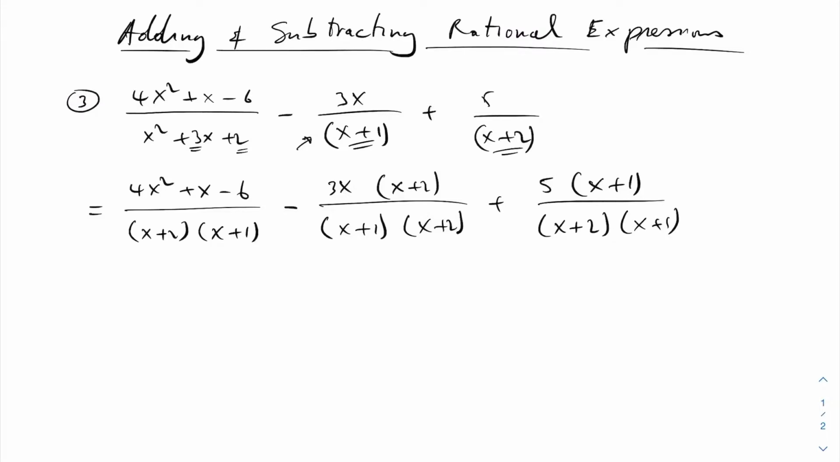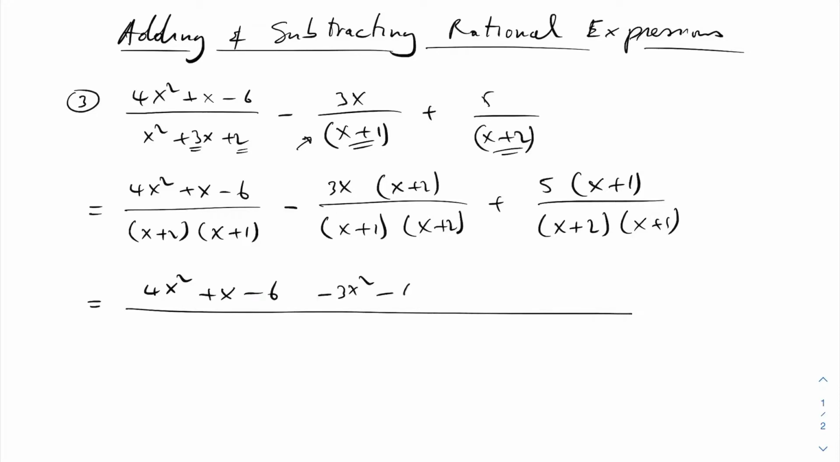Next step here, we're going to subtract and add all numerators while keeping the denominator the same. So we're going to have 4x² + x - 6 - 3x² - 6x + 5x + 5 divided by (x + 2)(x + 1).